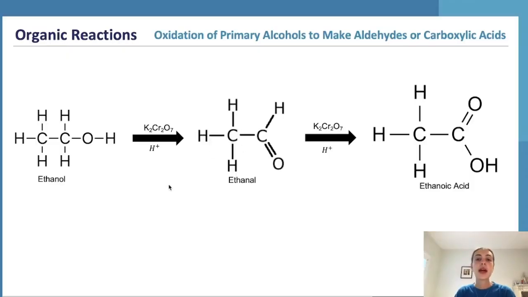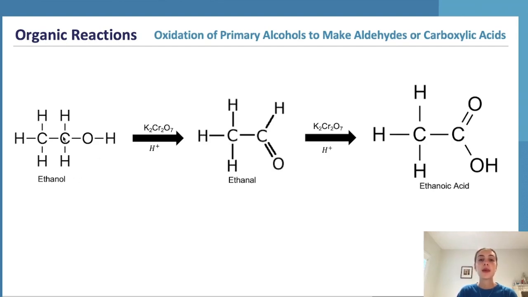The next one we can look at is an oxidation of primary alcohols to make aldehydes or carboxylic acids. So this is a two-step oxidation reaction, and this one occurs only with primary alcohols. So there is a separate reaction with secondary alcohols.